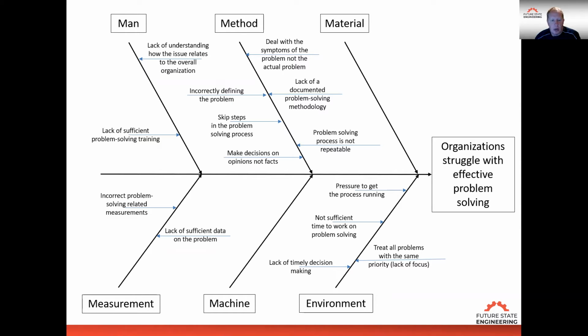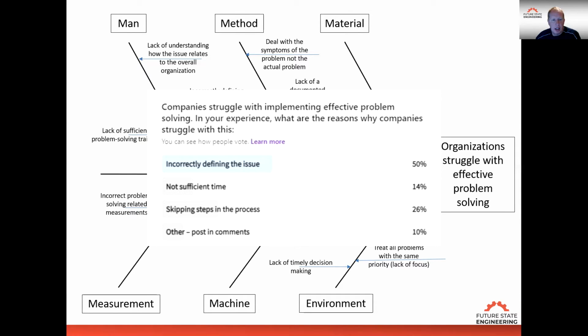And usually we do that through a voting process. We give people multiple votes, and we Pareto the results and come up with the factor that most likely is causing the problem statement. So from our poll that we did on LinkedIn, the number one issue was incorrectly defining the problem. So what I want to do is I want to take that factor and put it into a 5 why statement.